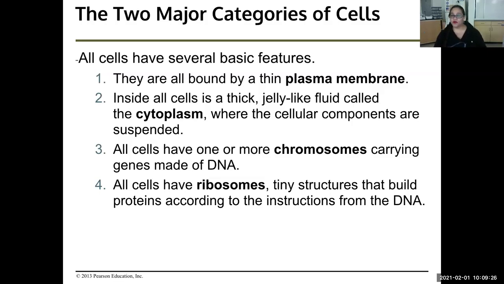All cells have one or more chromosomes carrying genes made of DNA. And all cells have ribosomes, tiny structures that build proteins according to the instructions from the DNA, or even the RNA, because some organisms are made of RNA.